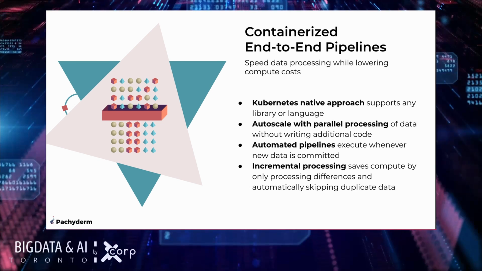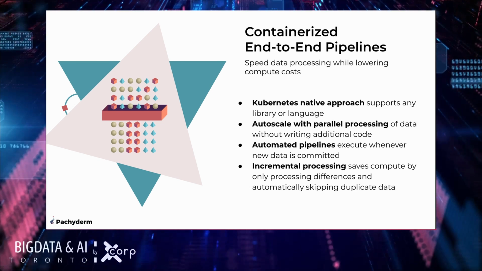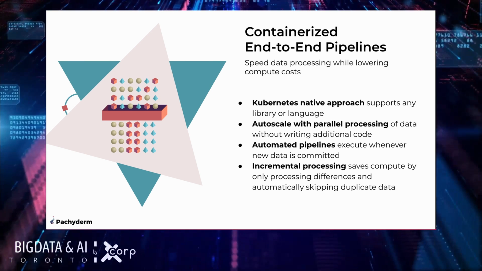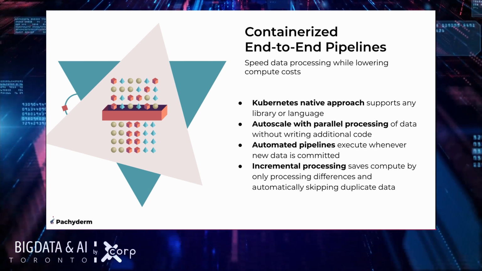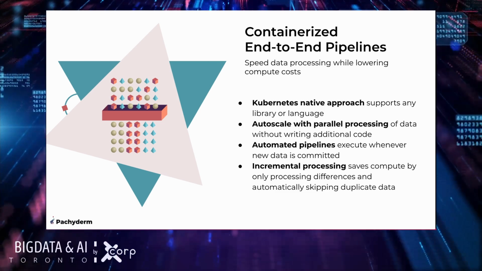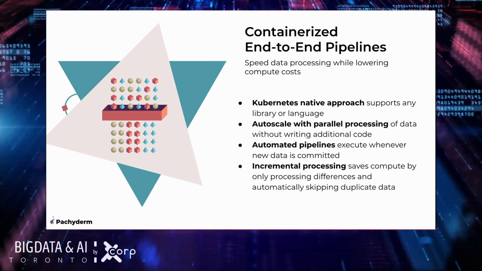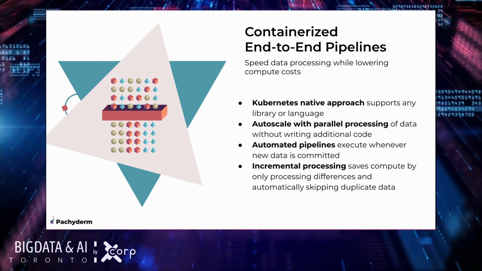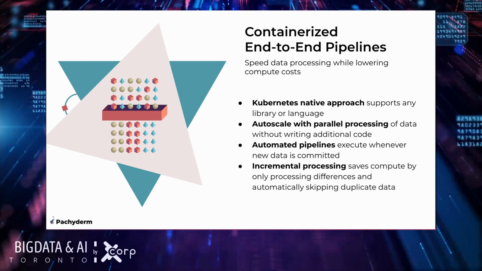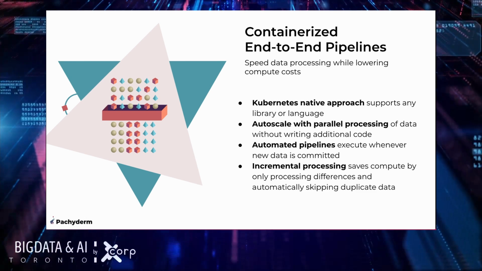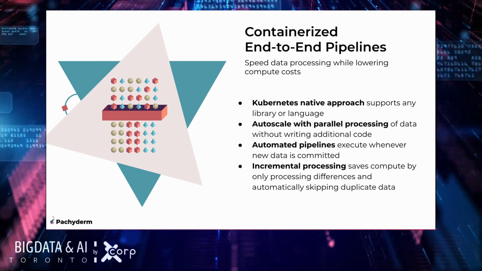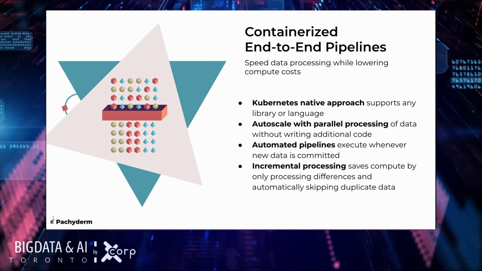On the pipeline side, as I mentioned, we run on Kubernetes, so we use Kubernetes as a native approach, so Docker, OCI compatible containers. Any library or language, anything that can run in a Docker container on Kubernetes, we can put in our pipelines. With our auto scaling and parallel processing, we basically choose which data to show to each worker, so that way you don't have to put any special code to figure out how to scale it out. And what's really big is our pipelines are fully automated and data driven. So anytime new data ends up in a repository, it automatically kicks off the pipelines. And we go from there.